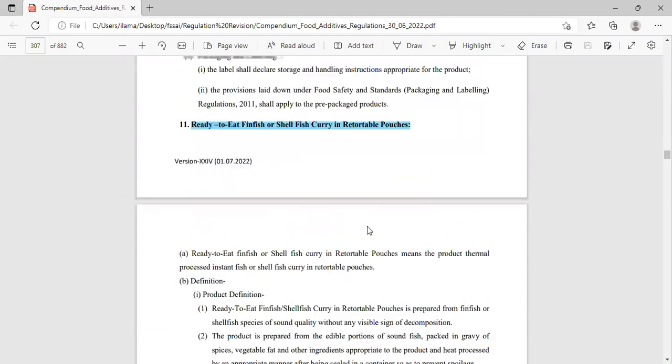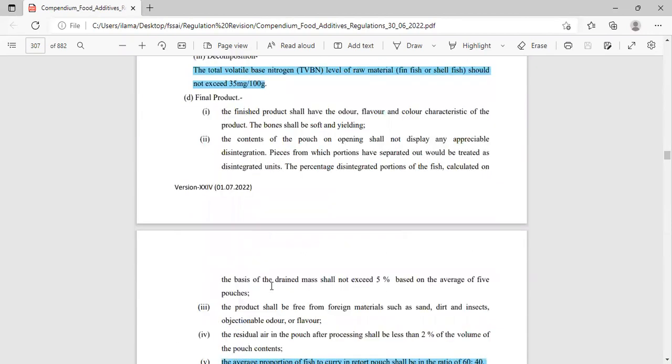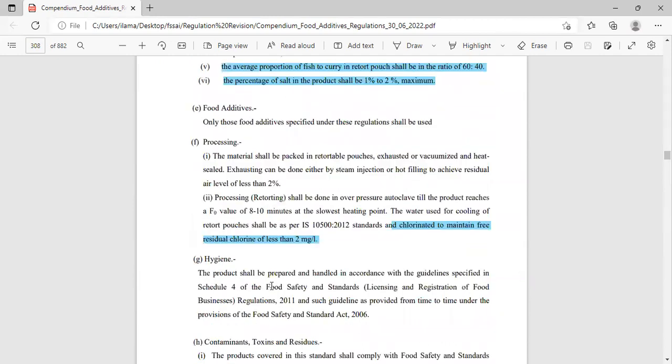Next, for the ready-to-eat finfish and then shellfish in retortable pouches only, they will measure the total volatile base nitrogen value, and it has to be not exceeding 35 mg per 100 grams. And here, if you are using chlorinated water, we have to maintain the residual chlorine level less than 2 mg per liter.